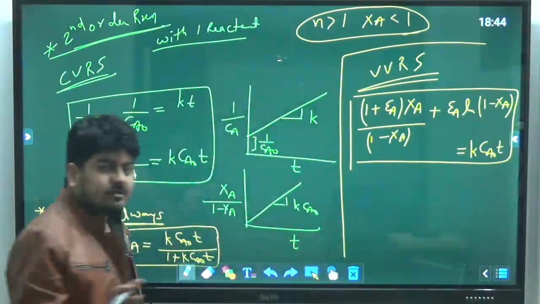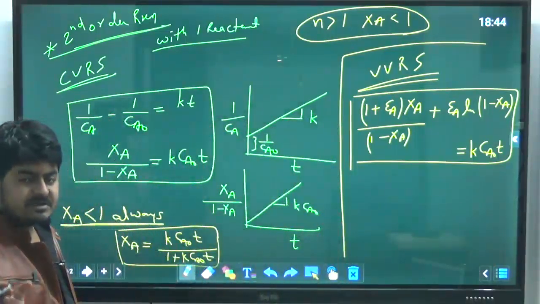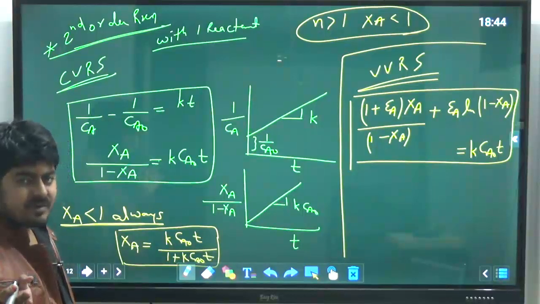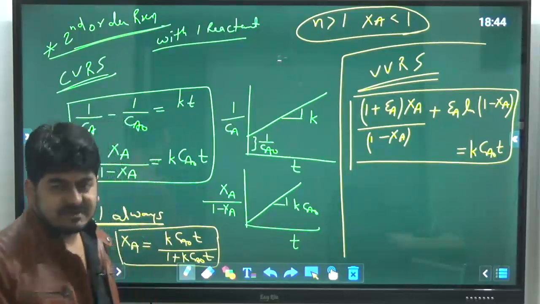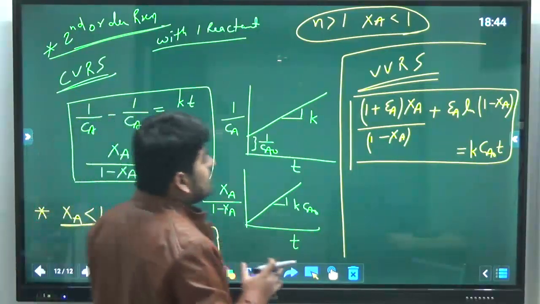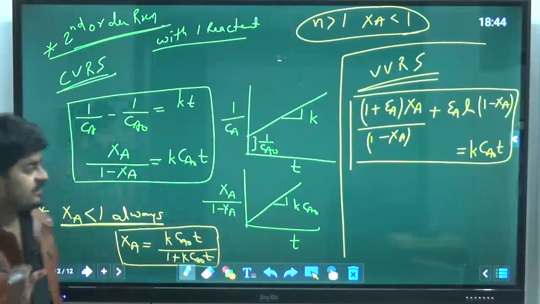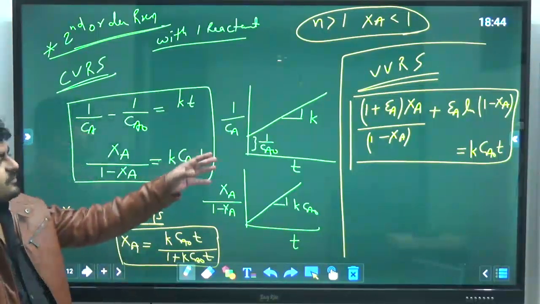Okay, so as I told you, for all orders of reactions except one, the kinetics followed by the reaction in CVRS and PVRS will be different. Only in first order will it be the same. Okay, so this is about the second order reaction. But let me tell you one thing. This is for second order reaction.